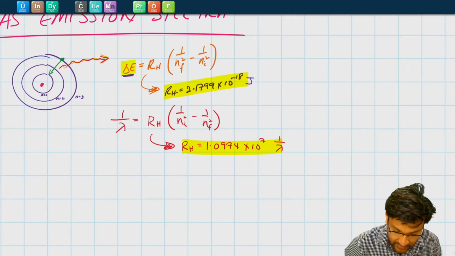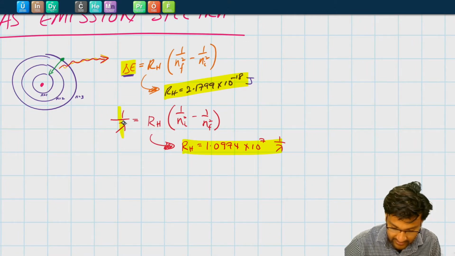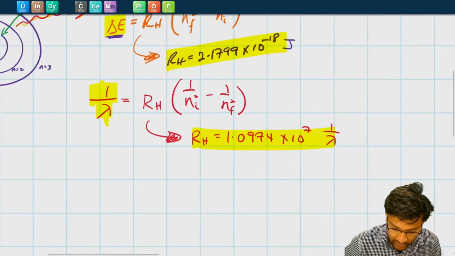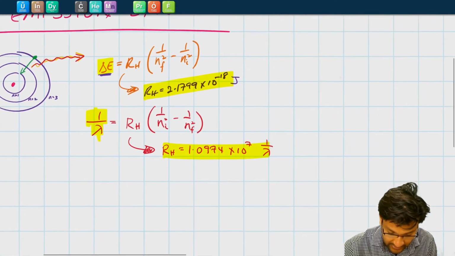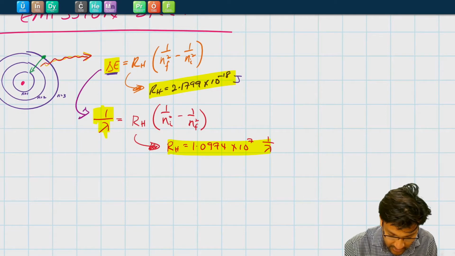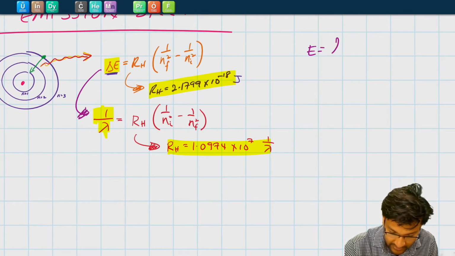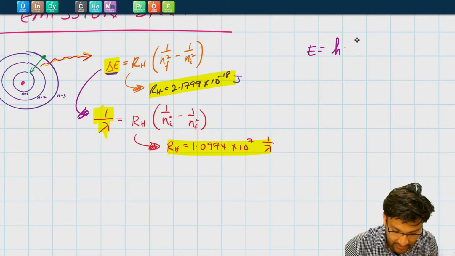Because in one case, we were looking at change in the energy. In the second case, for the online lab, we're looking for the wavelength. Now, I just want to show you that these two are not that different. All that they used was this equation for the energy of a photon, E is equal to Planck's constant times the speed of light divided by the wavelength.